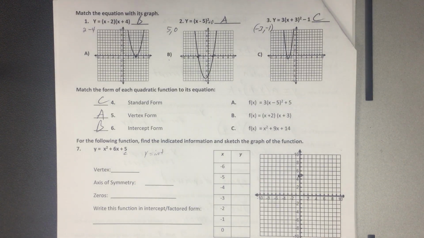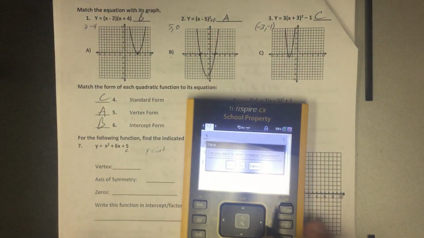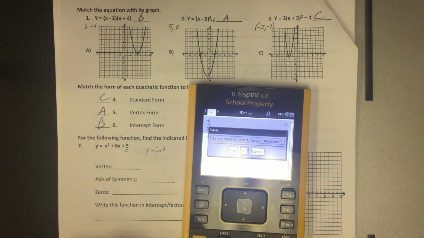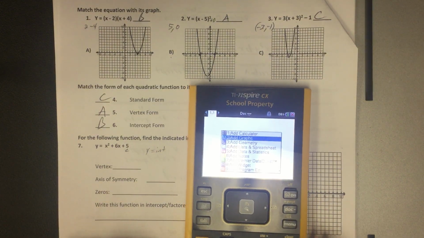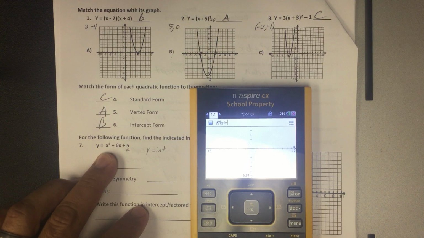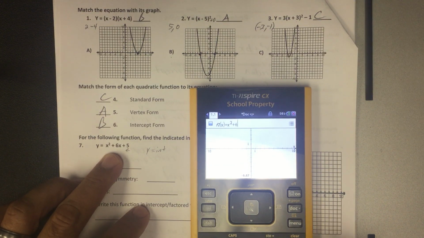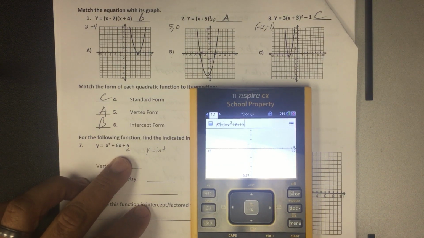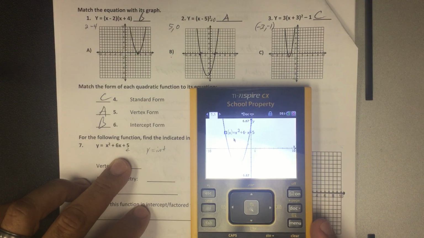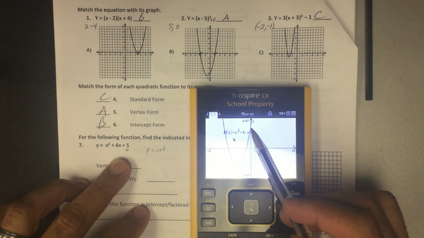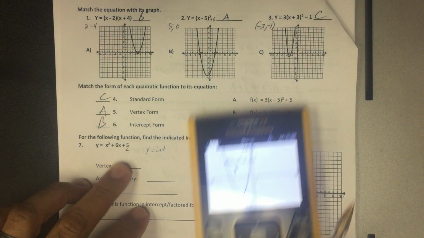Right? Another thing we can do is we can always use our calculator. In this class, we can always use our calculator. So we do a new document. Show the calculator, new document, don't save, right? And just do a graph. I could just do x squared plus 6x plus 5. Right? So there it's crossing at 5 like we talked about.